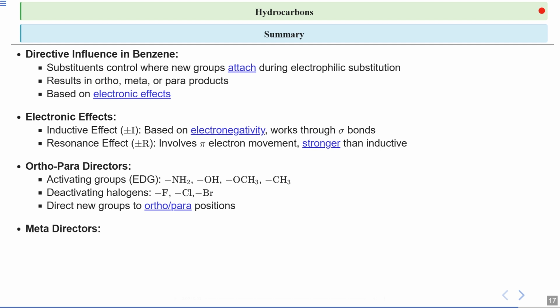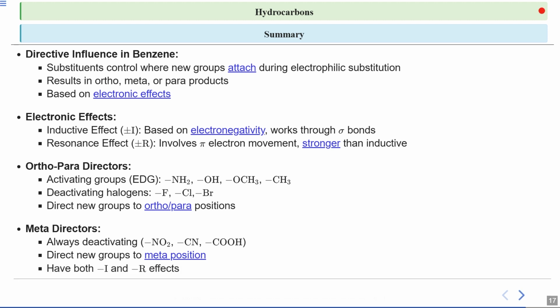Next we talk about the meta directors. These are groups that direct the new substituent to the meta position, which is one carbon away from the original group on the benzene ring. Meta directors are always deactivating. Remember, this is very, very important. Meta directors include groups like NO2, CN and COOH. These groups strongly pull electrons away from the ring, making it less reactive and favoring substitution reaction at the meta position. If they are present, the new group will be attached onto the meta position. This is a reliable rule, and it helps us to predict the outcome of many benzene reactions.